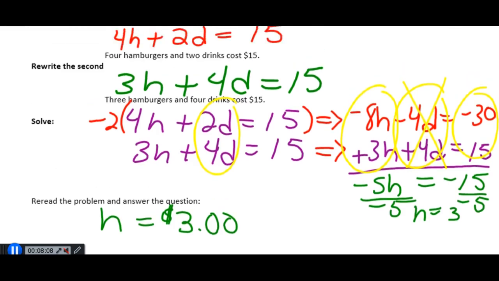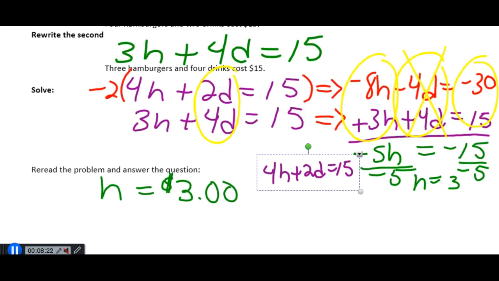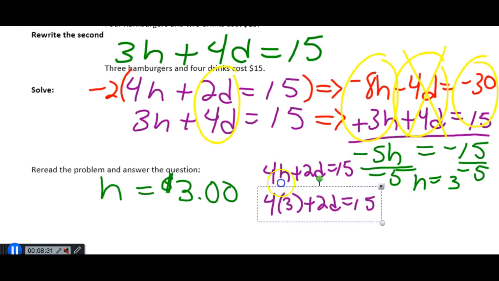Now I need to find the price of my drink, so I need to pick one of those equations. I'll just go back to the first one. It doesn't matter. 4h plus 2d equals 15. And I'm going to use substitution here because I know what h is. So 4 times 3 plus 2d equals 15. All I did there was replace h with 3, because that's what I know h costs. So it's 12 plus 2d equals 15.